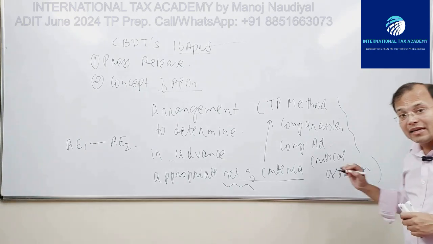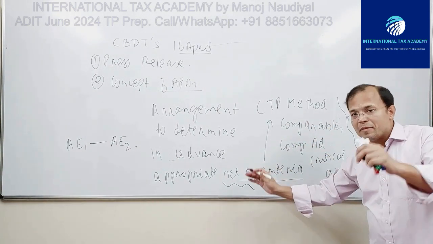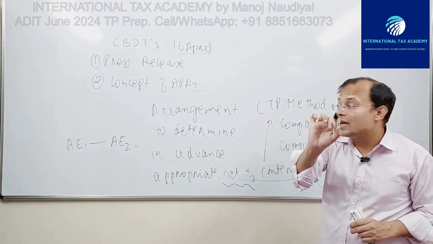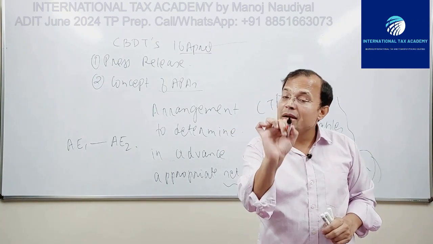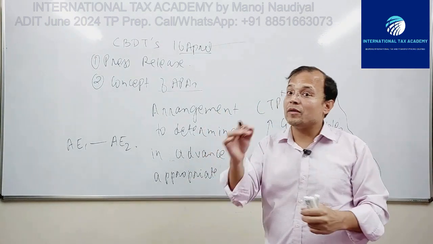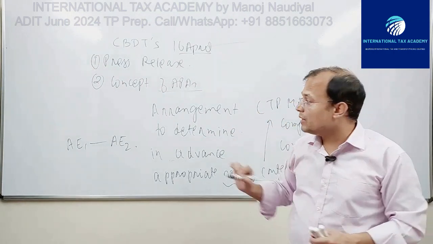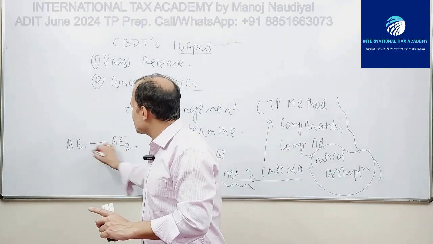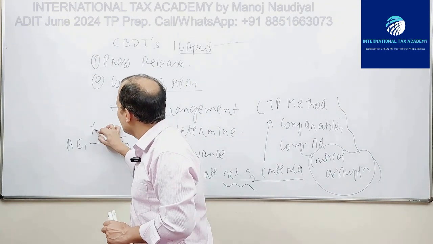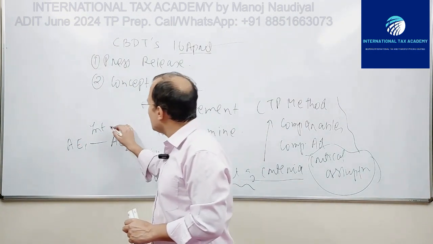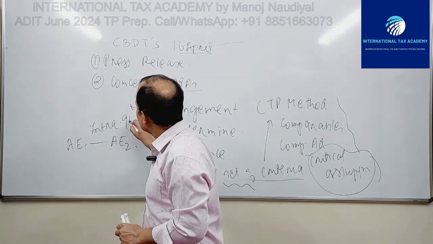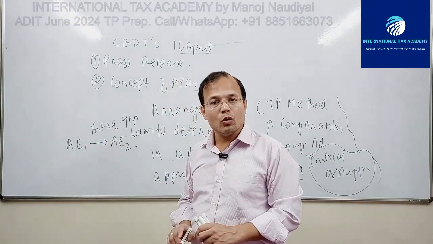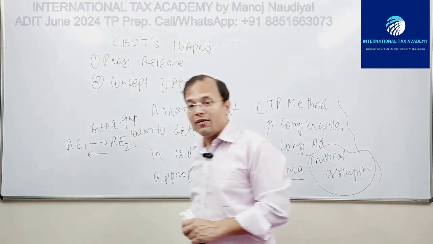Out of all these criteria which form the subject matter of the APA, this critical assumption becomes very, very important, because critical assumptions determine what will be the prediction, what will be the accuracy of the predictions made by the APA. For example, this control transaction is intra-group borrowing. Fine. So this control transaction involves intra-group loans. So AE1 gives loan to AE2, intra-group. AE1 is providing loan to AE2. So AE2 will pay interest to AE1. So this is interest payment.